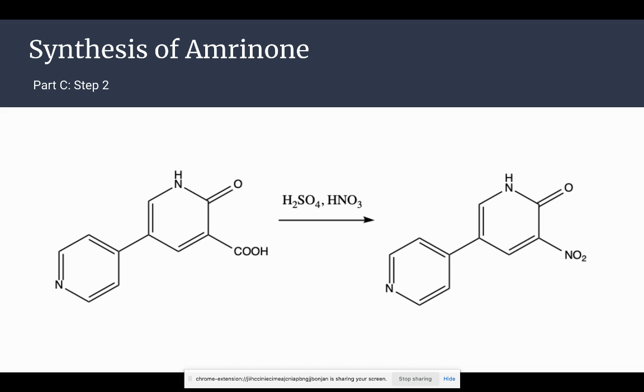Moving on, for part C, step 2 of the synthesis of amrinone. This is a nitration reaction. Step 1 of this reaction is the generation of a highly reactive electrophile, and that is the nitronium ion from nitric acid and sulfuric acid. Step 2 is the attack of the electrophile by the aromatic ring, which is the rate determining step. In the first and rate determining step, the nitronium ion is attacked by a pair of pi electrons to give a carbocation intermediate. The last step is a deprotonation, where the base here can be the sulfonate ion.